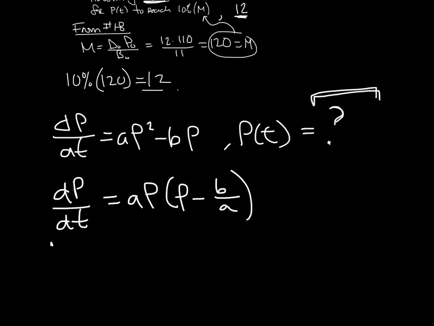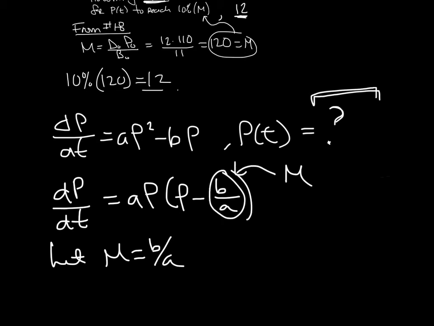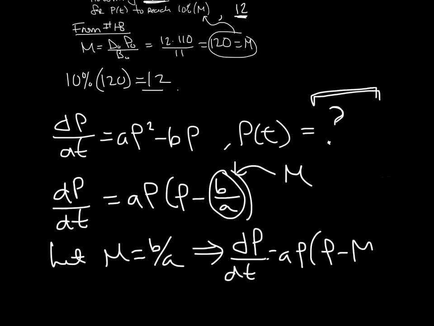And again, I can let M be B over A, right? We know that from 18. And if M is B over A, then we can definitely rewrite this guy, right? We have dP/dt equals AP, and then the difference of P and M. Okay, so there's my B over A.